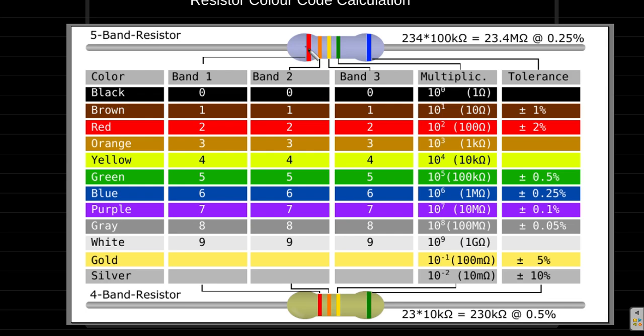Alright? Or reading from right to left, the second to last color that you see will be the multiplier, and the last color is the tolerance. But the colors before them will be the digits.